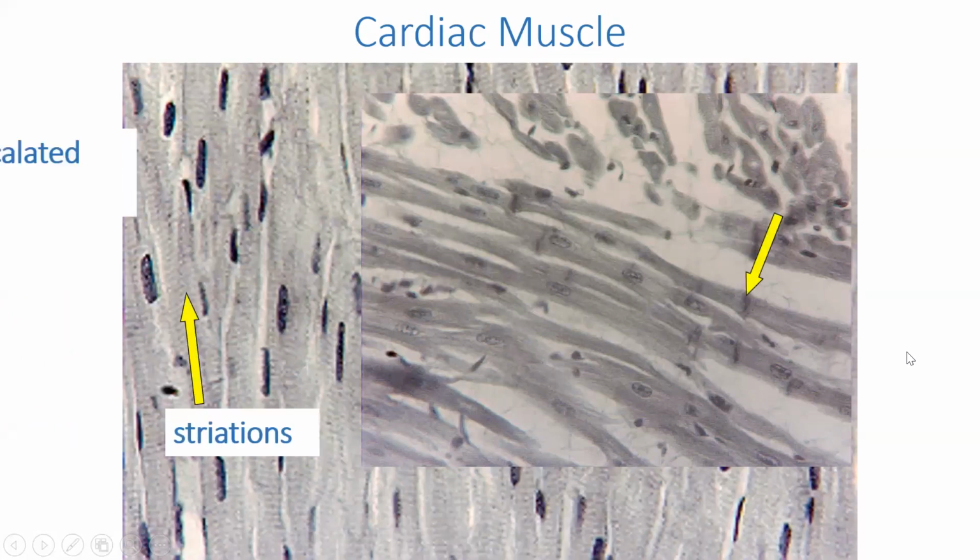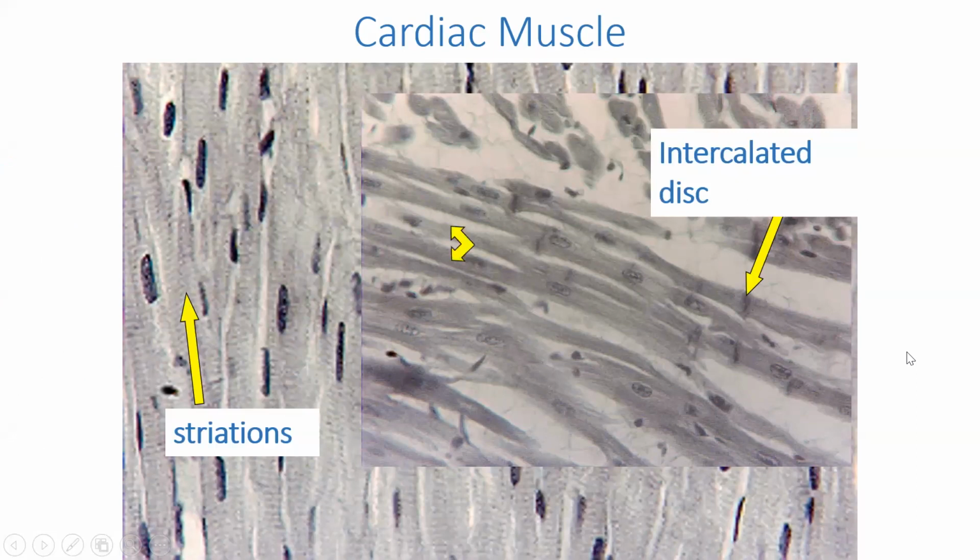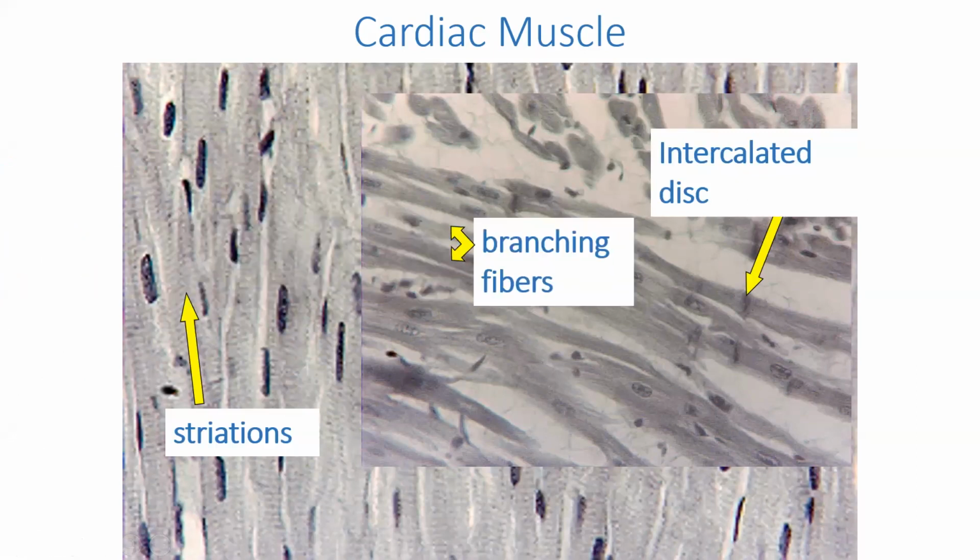Striations, intercalated discs, and branches. Branching and discs really give away the cardiac muscle. In fact, they only have one nucleus per cell. And they don't regenerate either.